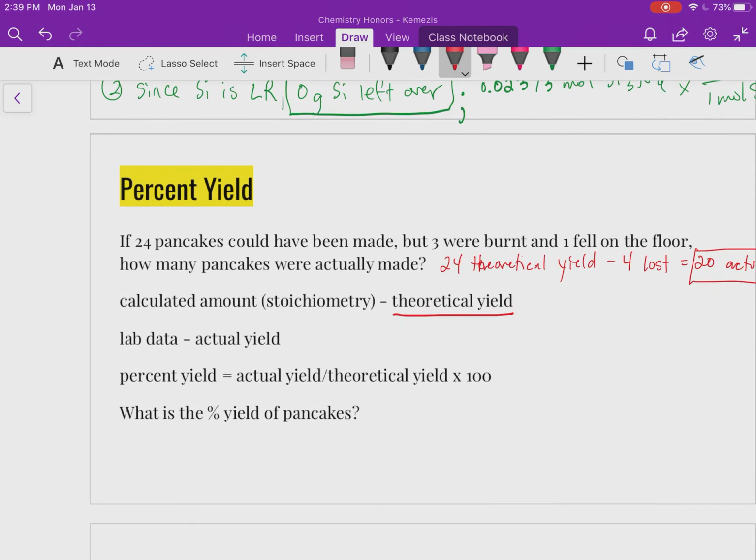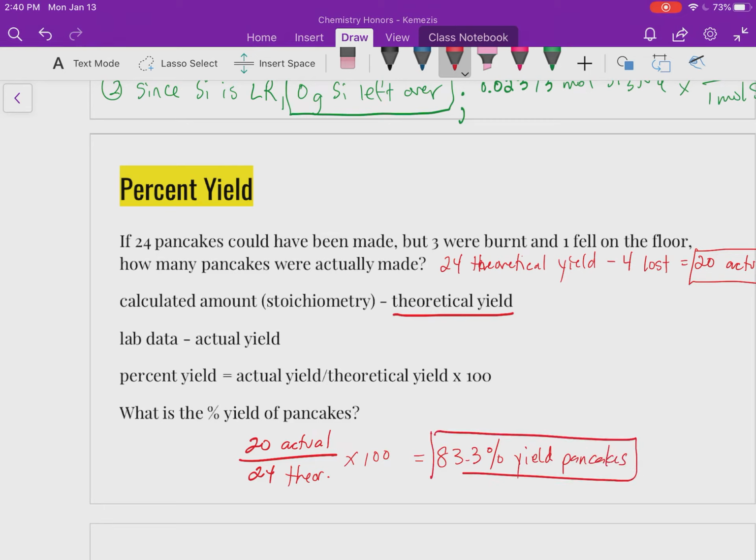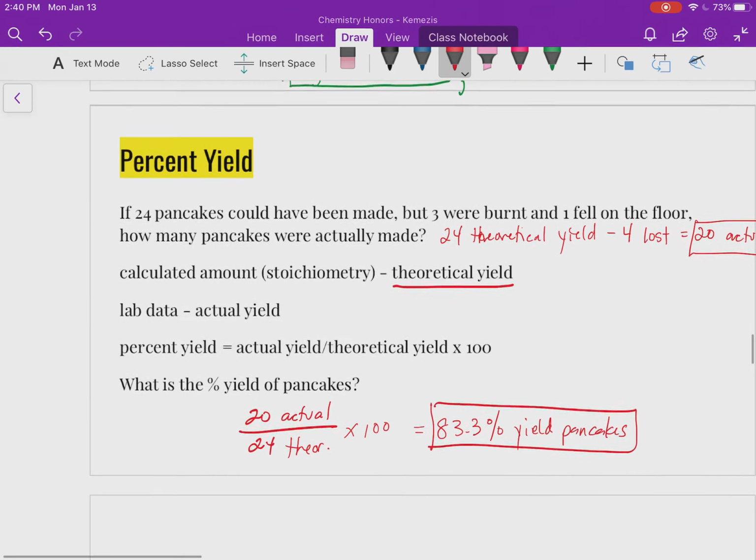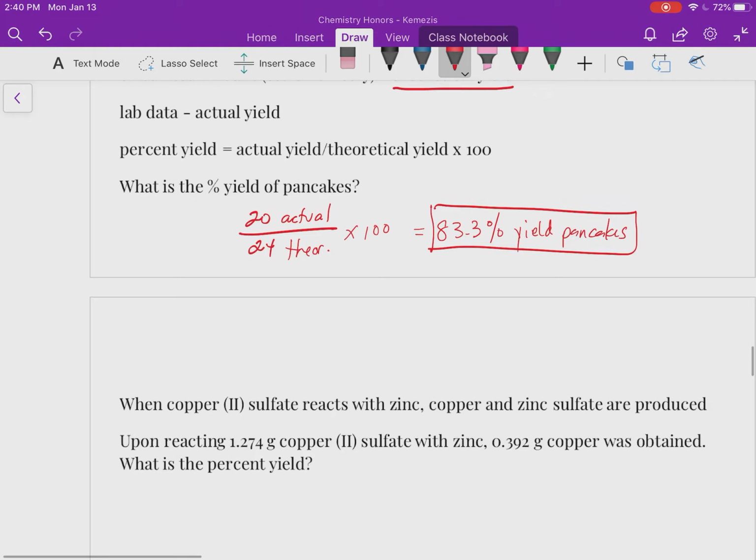So if we wanted to calculate the percent yield of pancakes, well, our actual yield was 20, and our theoretical was 24. And again, we're going to put this out of 100. This would give us an 83.3% yield of pancakes. Because again, what am I yielding? What substance am I yielding? Because we might have more than one product. Okay.